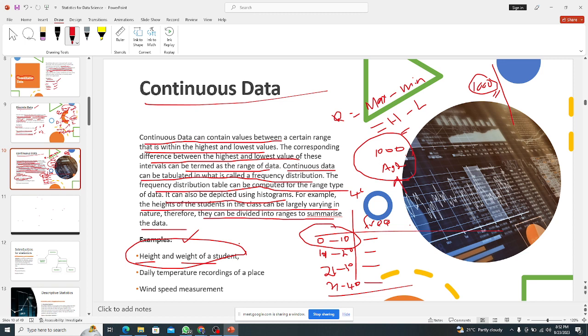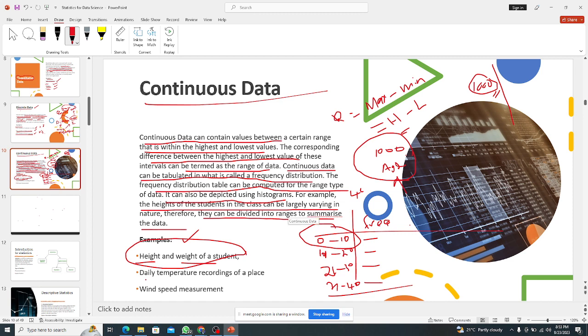Okay, because you can have a height of 5.4 feet, 5.6, 5.7. You can also be 6 feet. Okay, so that's height. Weight, you can be 35.6 kilograms, 50.5, 60.2, 70.3. So at least we can see that it takes the continuous format.